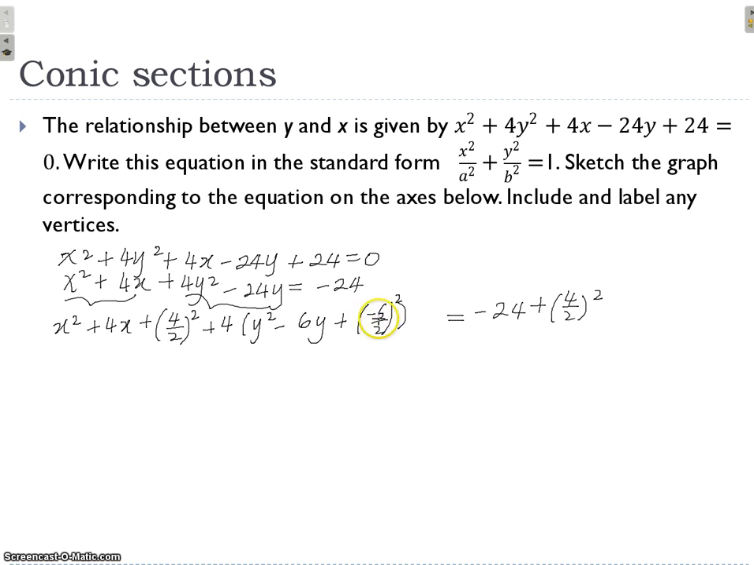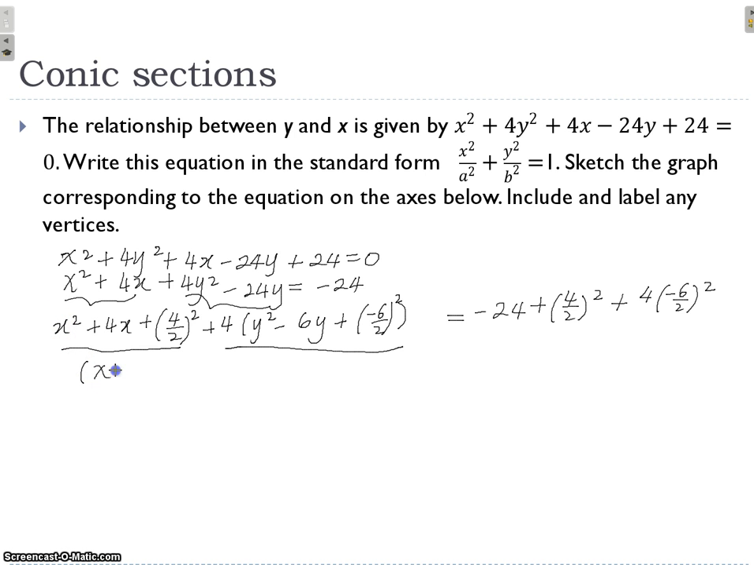Since we have added negative 6 divided by 2 squared on the left side, we need to add it on the right side as well. But don't forget there's a 4 multiplied with this negative 6 divided by 2 squared. So we have to write 4 multiplied by negative 6 divided by 2 squared. So now we can factorize this part and factorize this part.